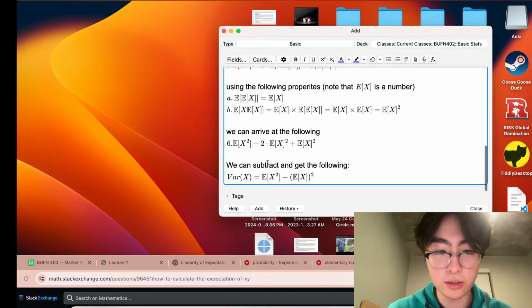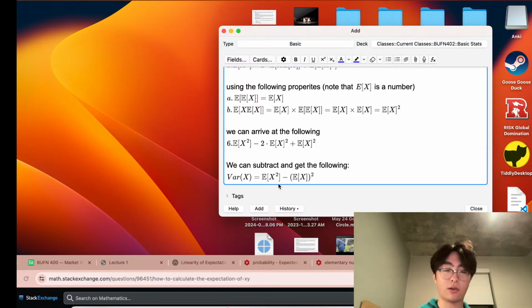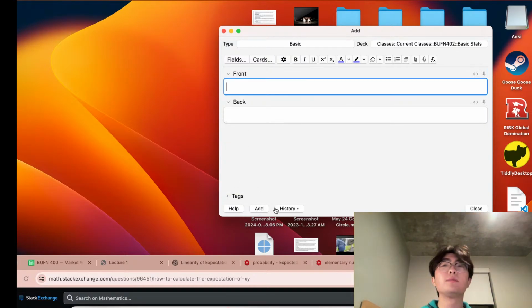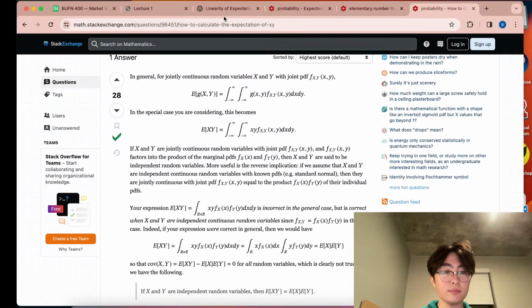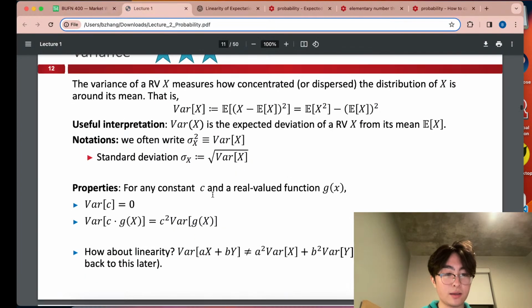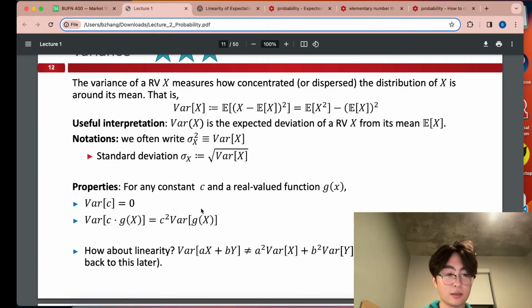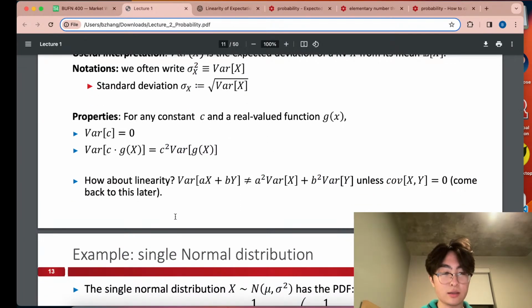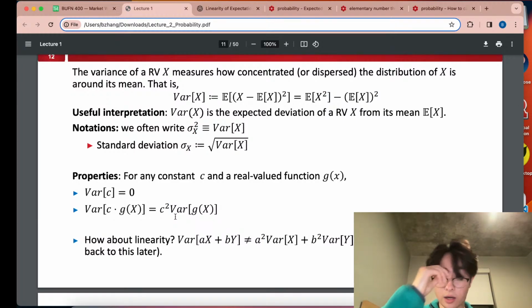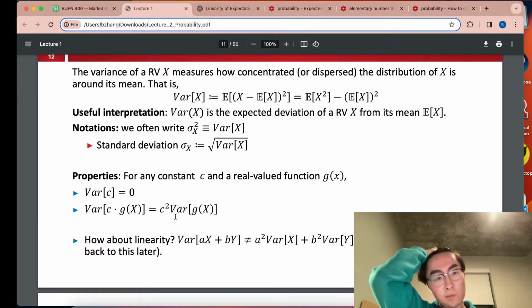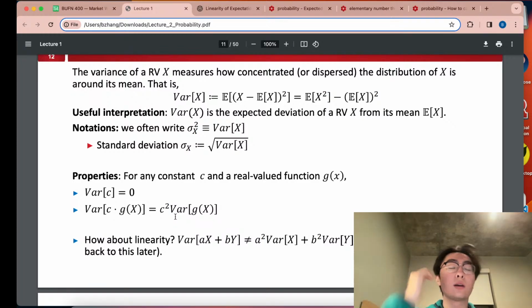So we arrive at the following, we subtract and get the following. Okay, so I like this. This is very nice. All right. The variance of a constant is 0. Okay, yeah, that makes sense because the expectation of a constant squared is just equal to the constant squared, and then this is also equal to the constant squared, so that's just equal to 0.